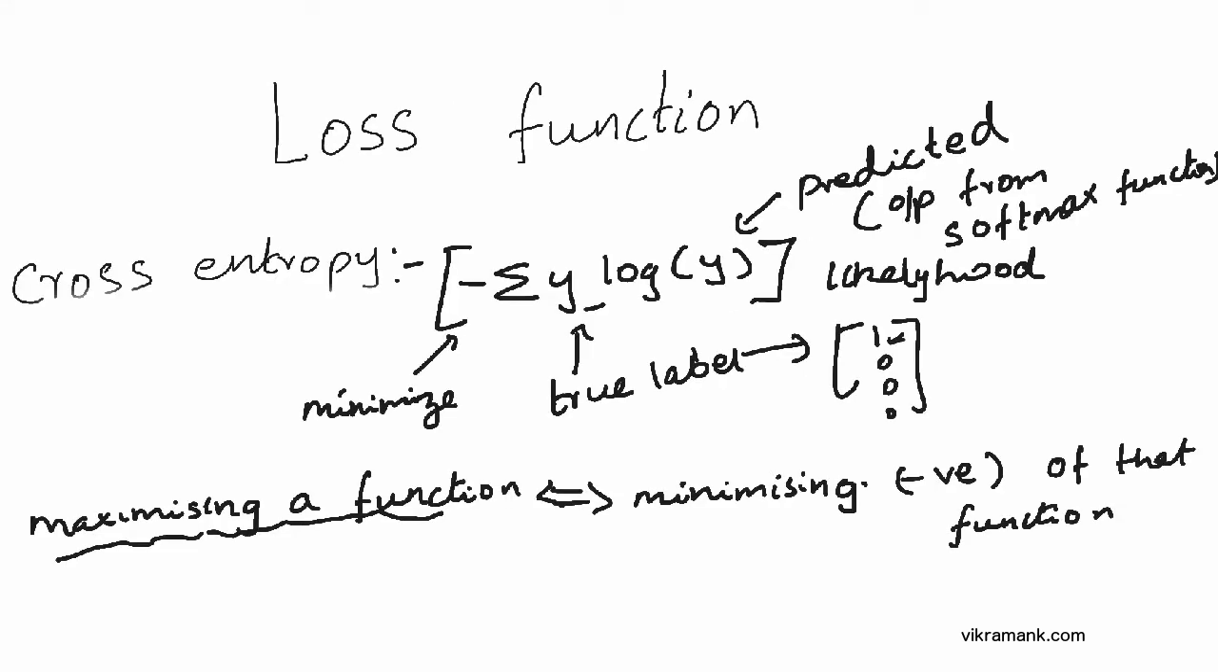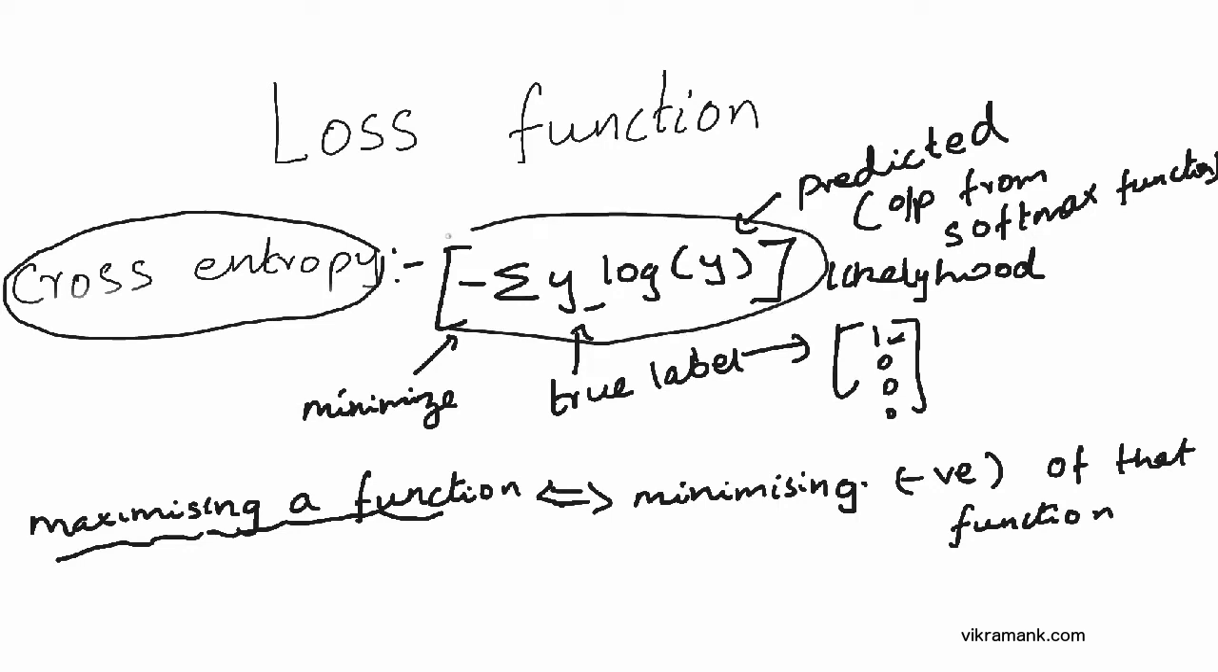In classification problems, we use a special type of loss function called the cross entropy function. What cross entropy does is try to find the negative likelihood of the log of the predicted value. So this is the cross entropy function. It's basically the summation of the true value multiplied by the log of the predicted value. The predicted value is nothing but the output from our softmax function, and this function as a whole finds the negative likelihood of the log.